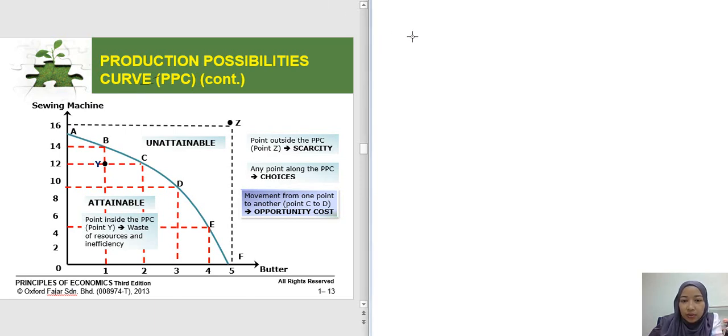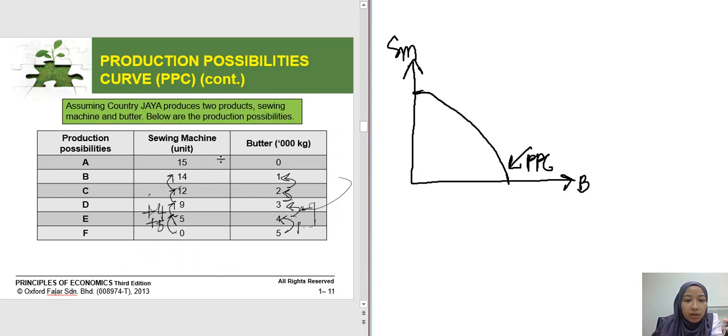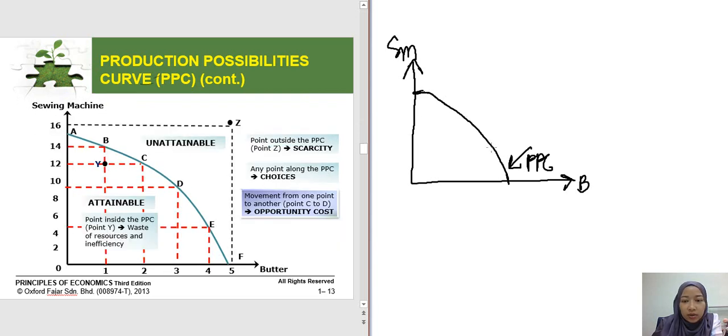Okay, so you will have this axis for butter, this one for sewing machine, and this is the PPC, the production possibilities curve, which is generated from the table here. Points A, B, C, D, E, F are here on the curve.